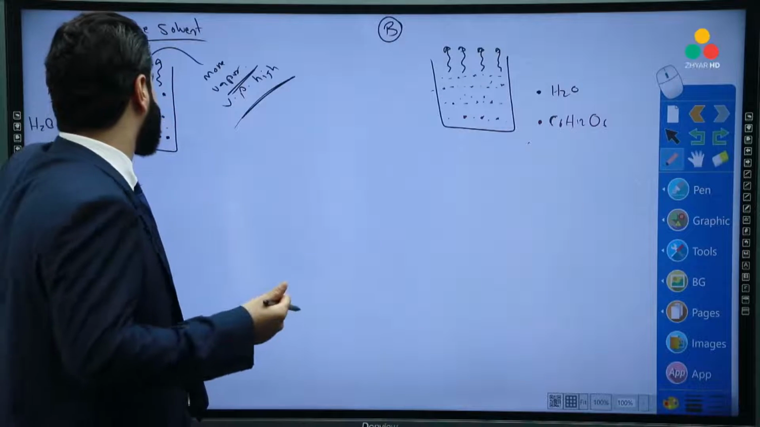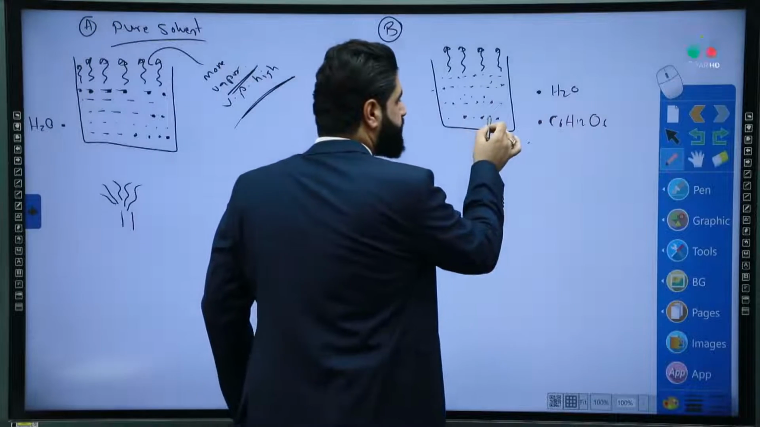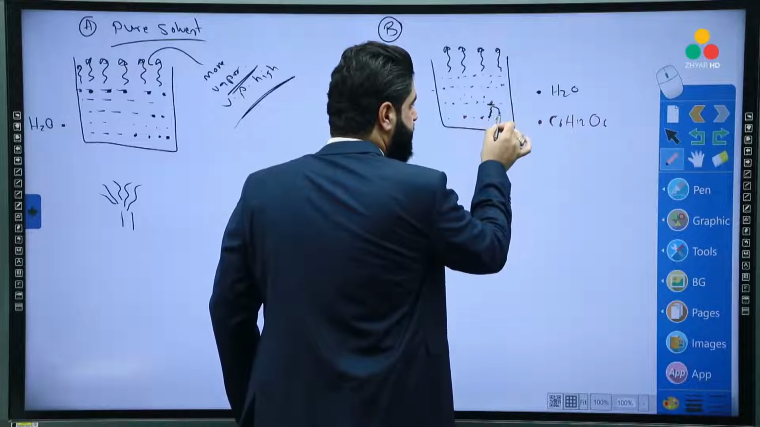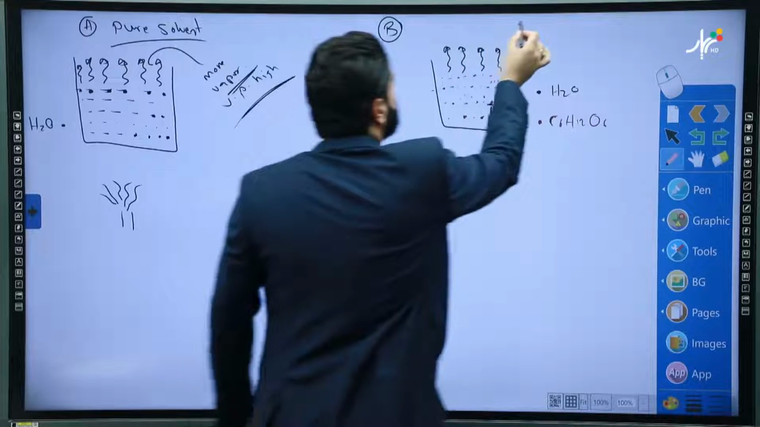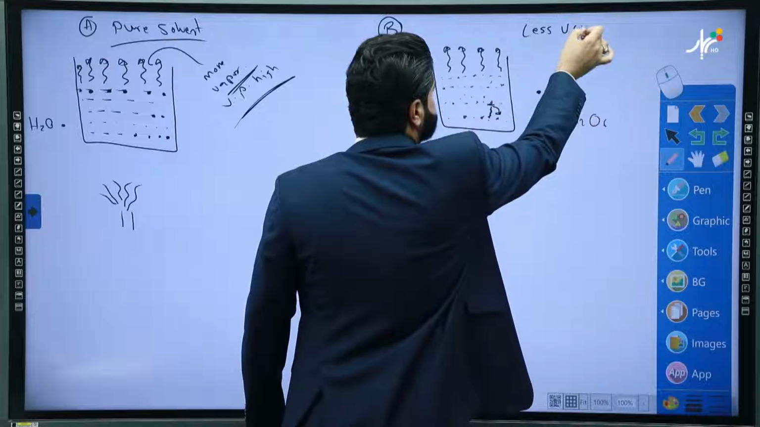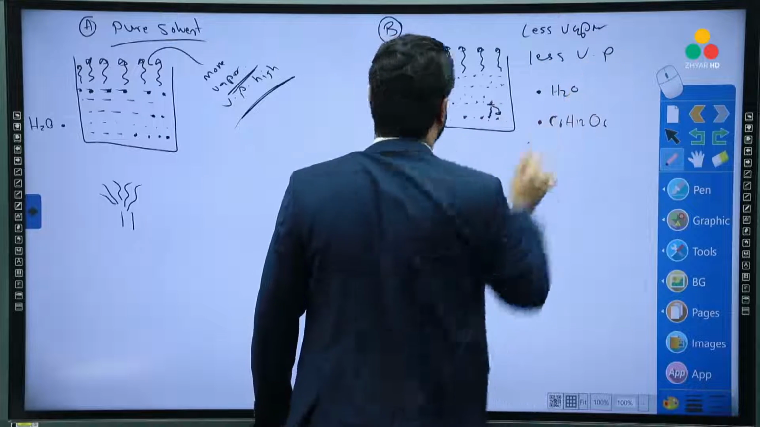Here, because it contains more water and there's no barrier. But here, when this water molecule starts to vaporize, because of this barrier, it will return back. So there will be fewer vapor molecules. So fewer means less vapor and less vapor pressure.